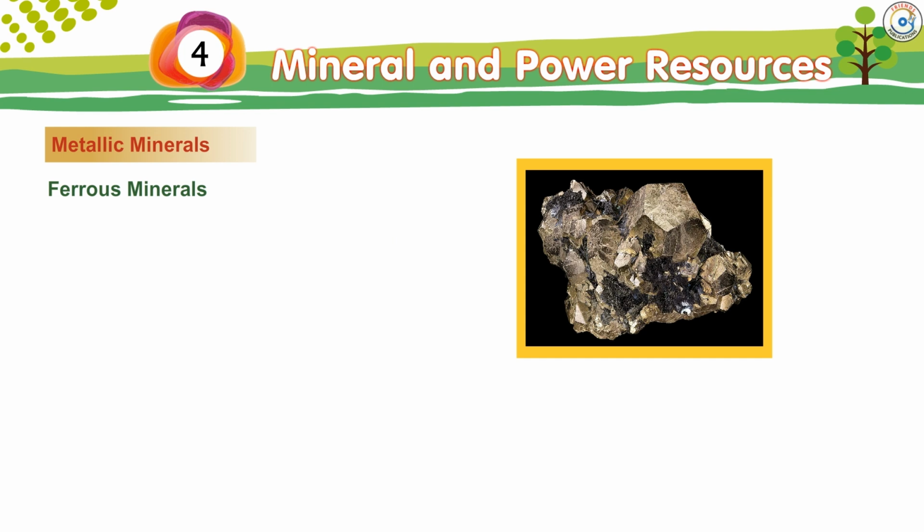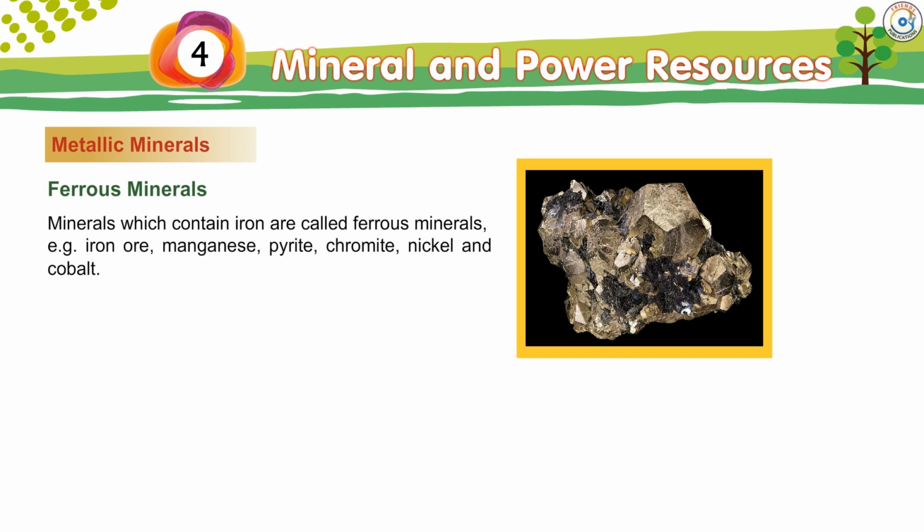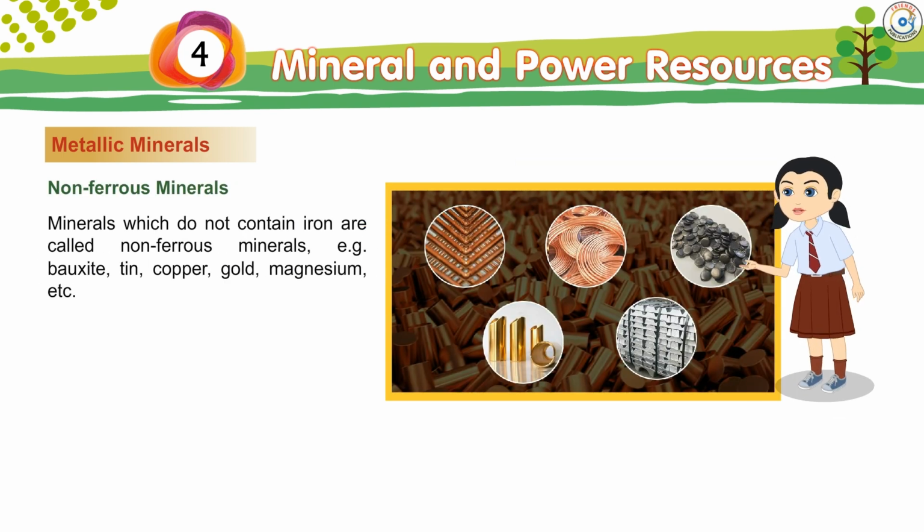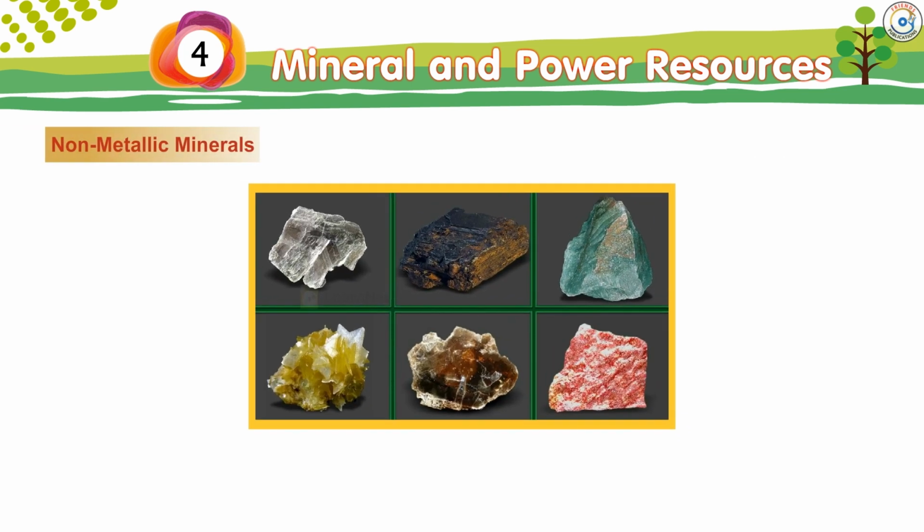Ferrous minerals. Minerals which contain iron are called ferrous minerals. Example: iron ore, manganese, pyrite, chromite, nickel and cobalt. Non-ferrous minerals. Minerals which do not contain iron are called non-ferrous minerals. Example: bauxite, tin, copper, gold, magnesium, etc.